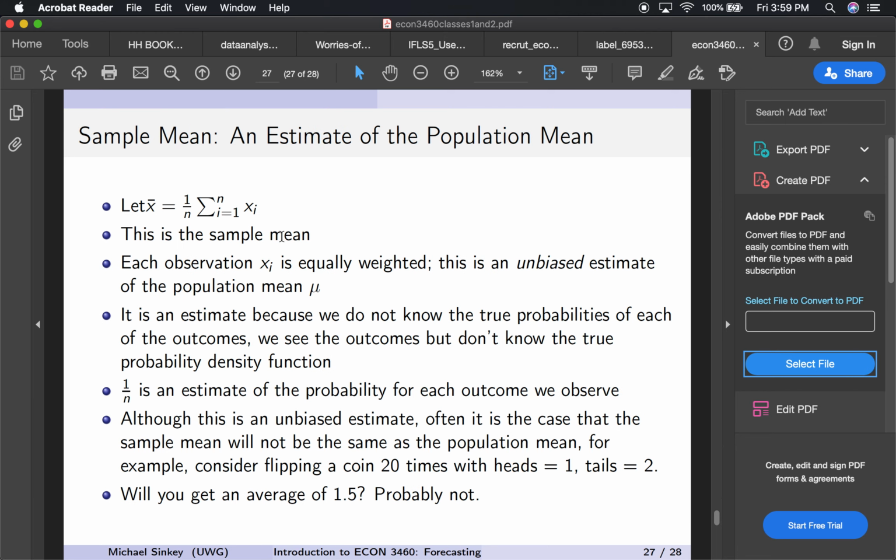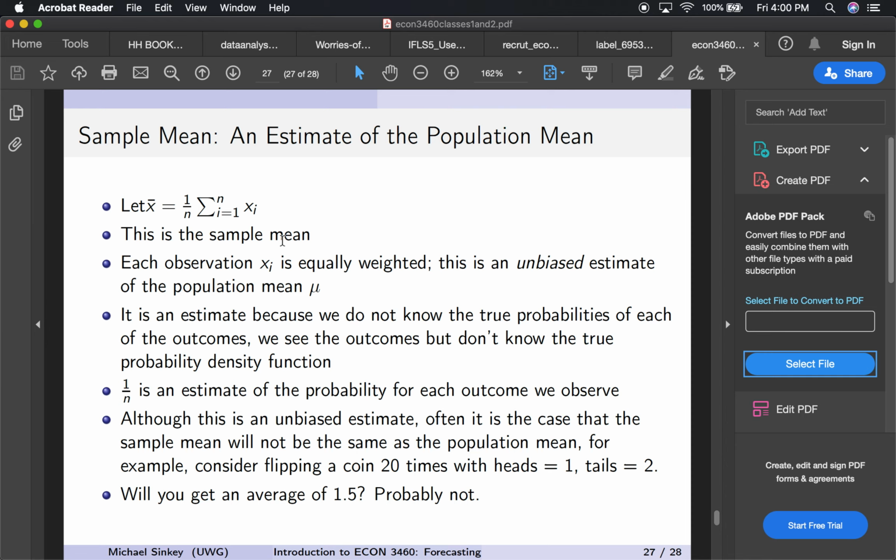So let's look at the sample mean. Let X bar be the sample mean. I take each observation, add them all up, and multiply by 1 over n. But here is what I want you to think about with the sample mean: 1 over n. Reconceptualize it as a probability weighting of the observation.